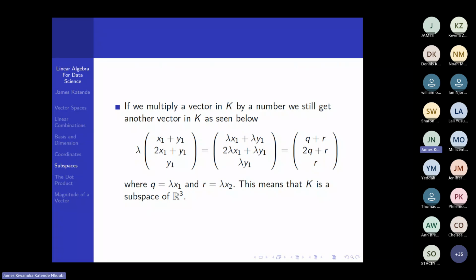What's left now is to check scalar multiplication. If you multiply any vector in the set K with a number or a scalar, you end up with a vector in the same set. So again, here is another subspace of R3. It satisfies two conditions.